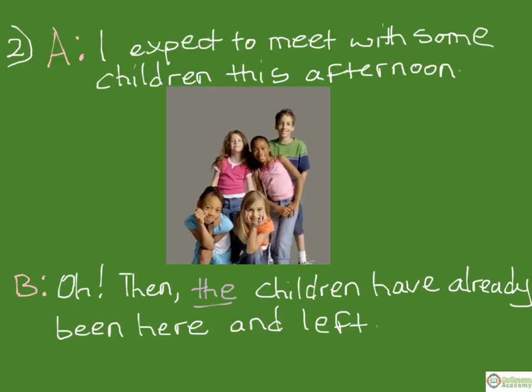Oh, then the children have already been here and left. Since A already made mention of the noun children, B was already aware of it. And so that is why the definite article the has been used before the noun children. And so the definite article the can only be used to indicate that a noun is definite or has been previously mentioned in context.